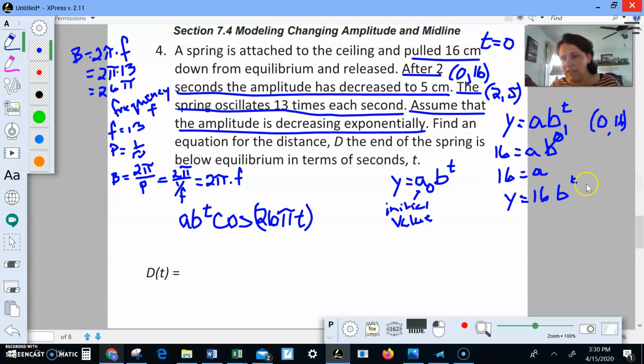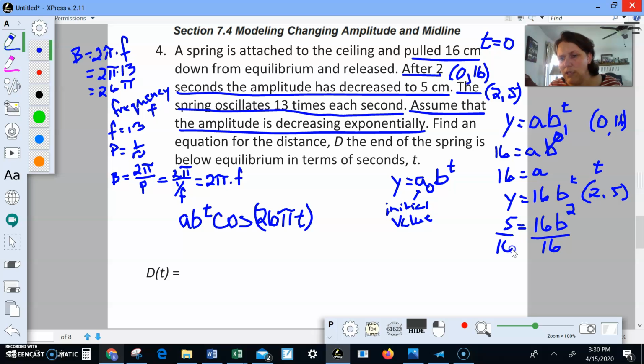Okay, then they give us a second point. So let's come down here, bring our point, the 0.25, and then remember that first value is always t, and then this 5 is our y. So we have 5 is equal to 16 b squared. Now we're going to divide. We need to solve for b. That's our last thing that we're looking for.